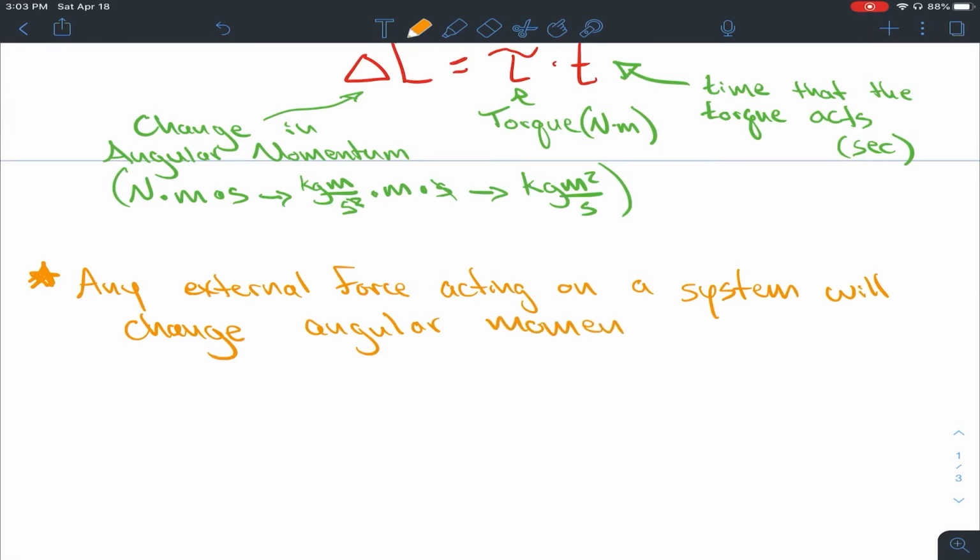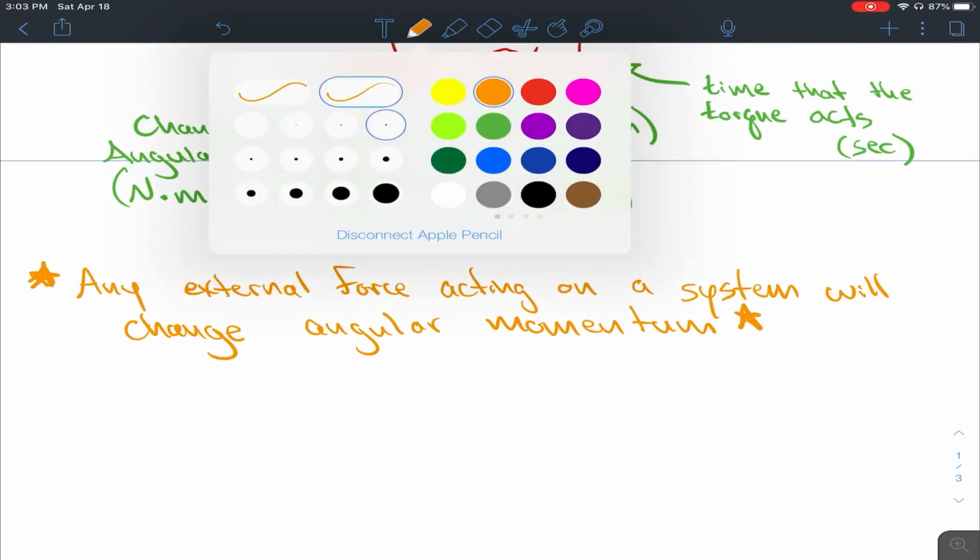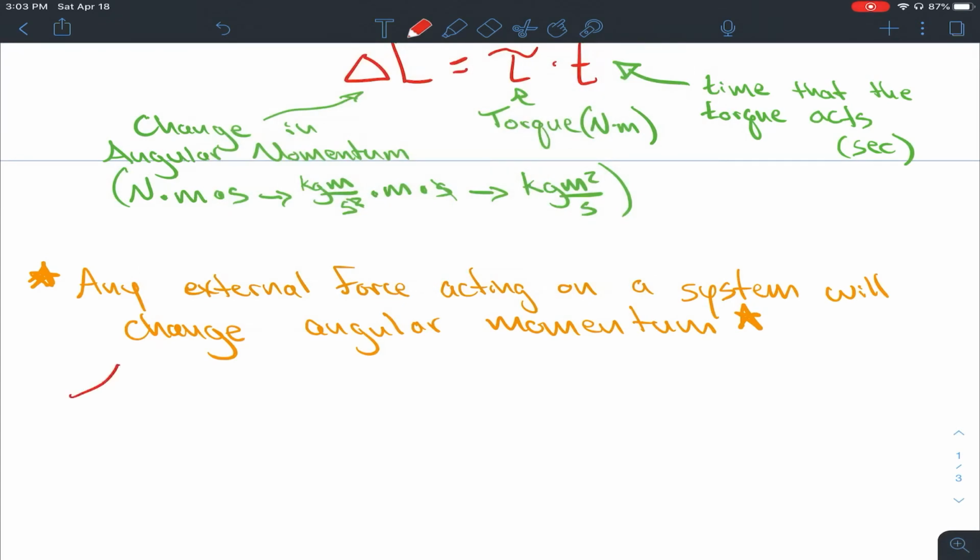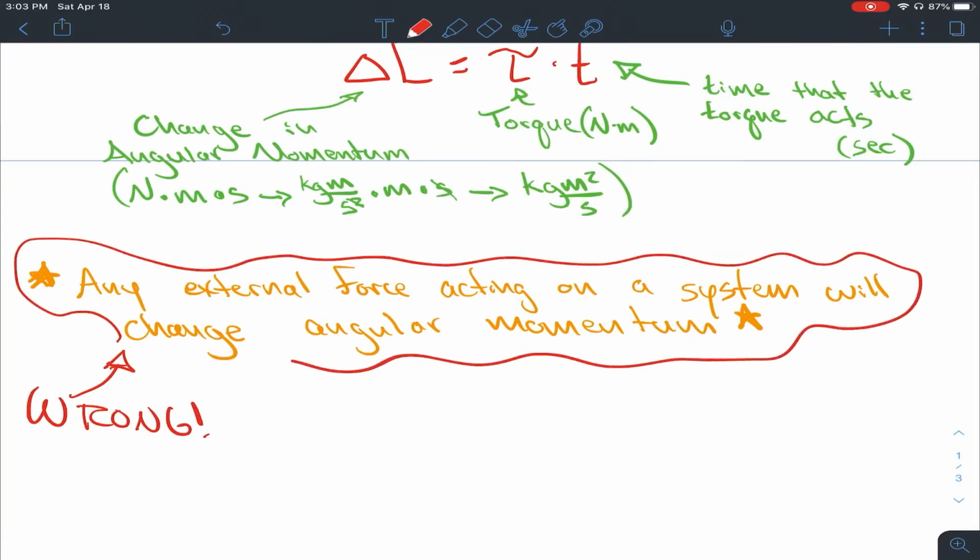Let's hope I'm spelling all these things right as I'm scribbling through this real quick for you guys. This idea is wrong. There's a key thing here as to why it is wrong, and it has to do with this word right here, force. Not every force acting on a system will change the angular momentum.